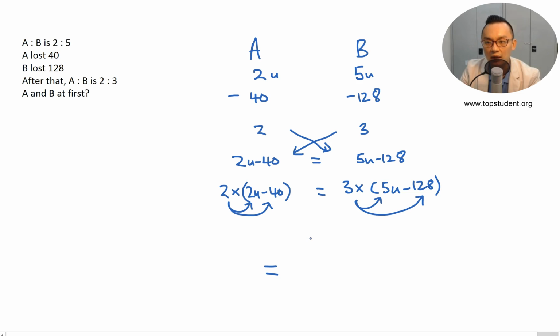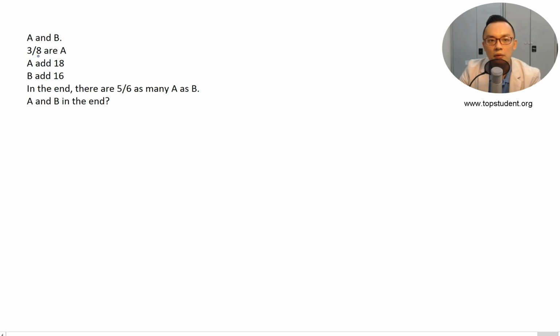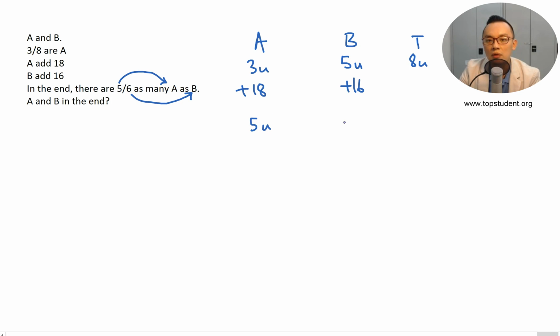Alright, and let me check in class. A and B, 3 over 8 are A, A at 18, B at 16. In the end, there are 5/6 as many A as B. So this one you need to know again, 3 over 8 are A, so therefore this is 3 units, and this is 5 units. Total is actually 8 units, so B is 5 units. In the end, there are 5/6 as many A as B, so 5 is your A and 6 is your B. So 5 units is to 6 units.